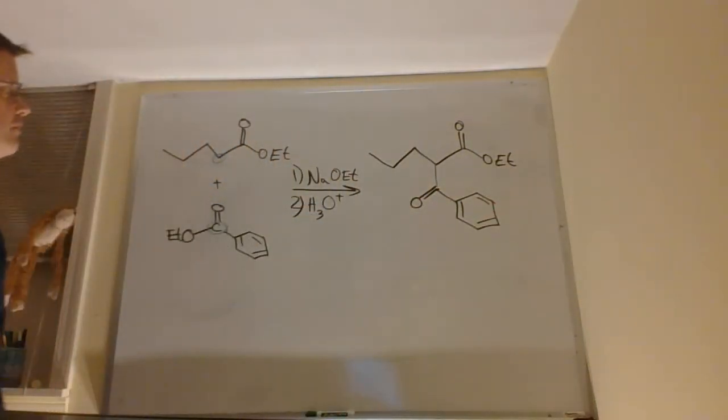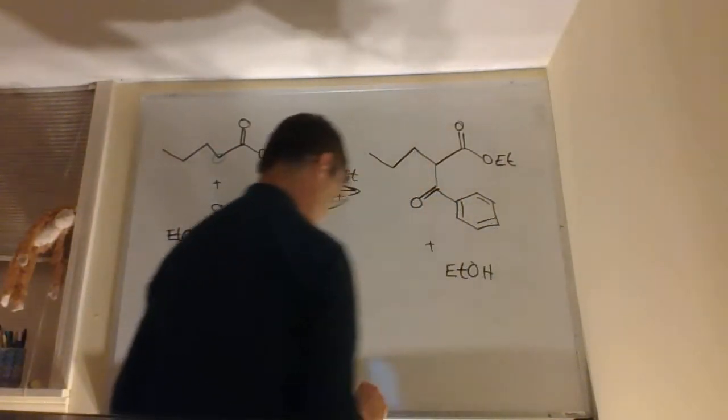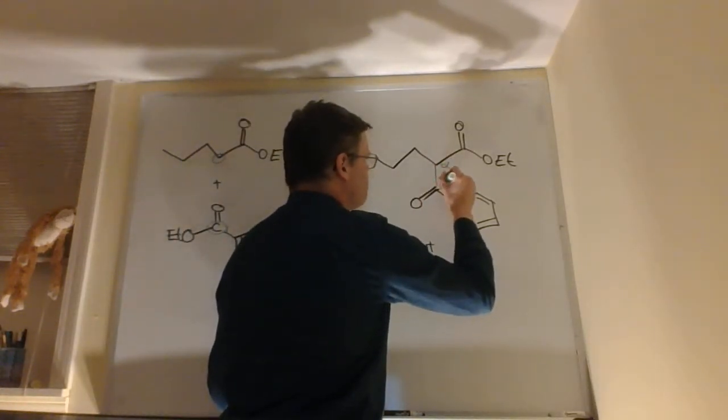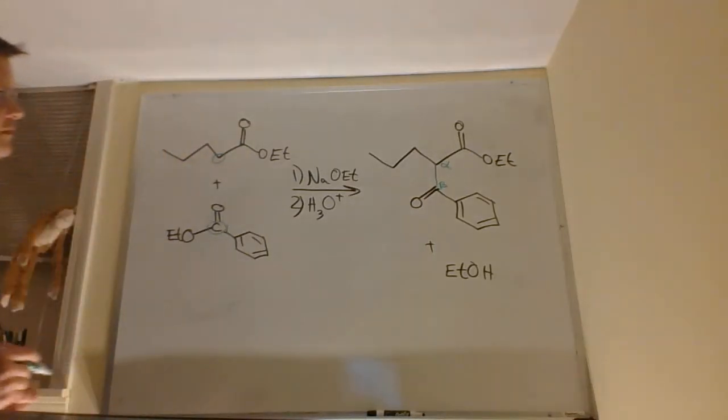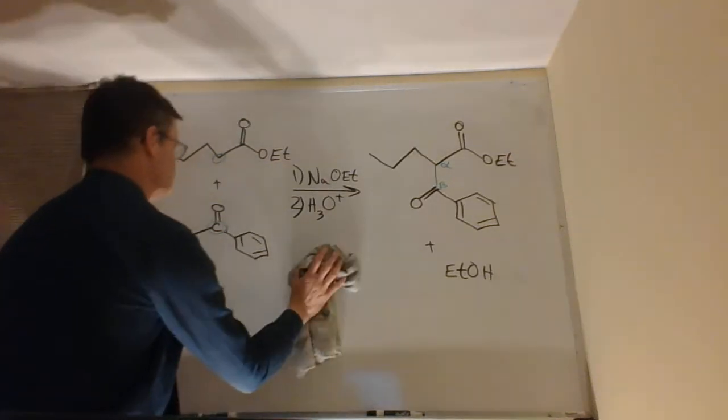There we go. Voila, there's my product plus ethanol. And you can see I've made a beta keto ester with the cross Claisen. That was fun. Let's try another one.